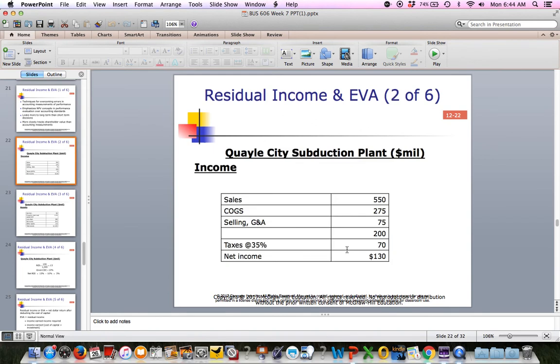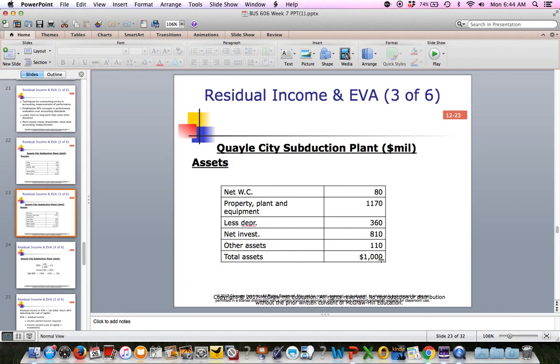So this gives us an example of that. Quail City subduction plant, in millions of dollars. We have some sales, cost of goods sold, selling, general and administrative expenses, and then we get to $200 operating profit, minus tax, net income of $130. So that's more of an accounting look. Then assets: net working capital, property, plant, and equipment, subtract out depreciation, my net investment, and my other assets and total assets. Net investment in property, plant, and equipment is 1160 minus 360, which is 810.